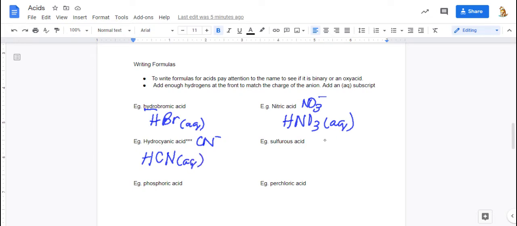Sulfurous acid. This is an oxyacid. It contains the sulfite ion because it's an ous acid, which means I need 2 H's because it's 2 negative, SO3, and an AQ. Phosphoric acid. This is an ic acid, so it must contain phosphate, the polyatomic ion phosphate. So this has a 3 negative charge, so I need 3 hydrogens.